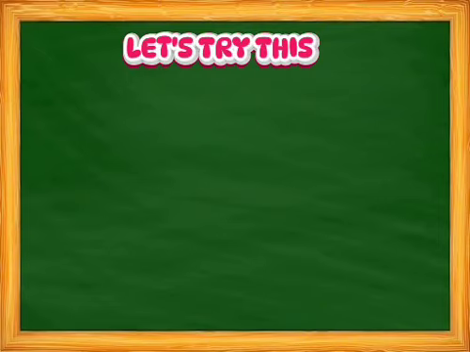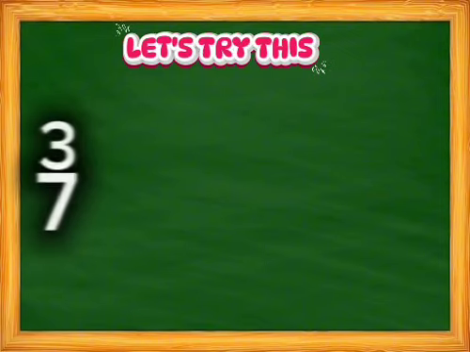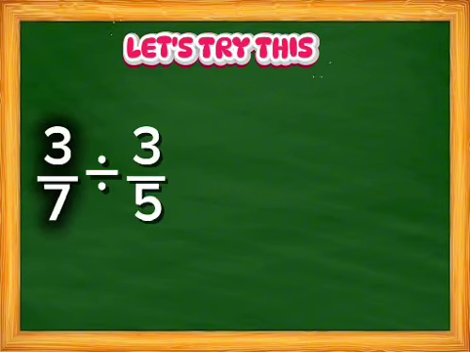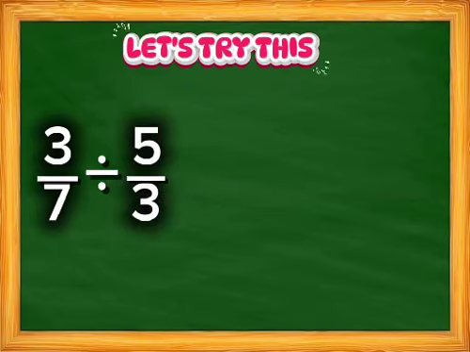Now, let's have more example. Let's try 3/7 divided by 3/5. Again, what is our first step? You are right. We need to get the reciprocal of the divisor 3/5. Let us switch the numerator and the denominator. There. Now let's change division to multiplication. Let us multiply the numerators and the denominators.